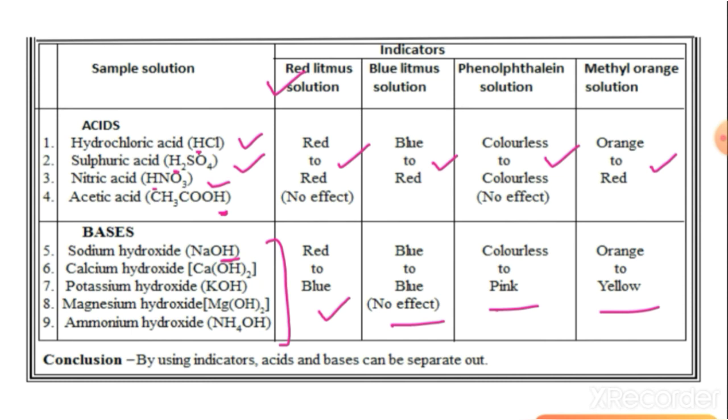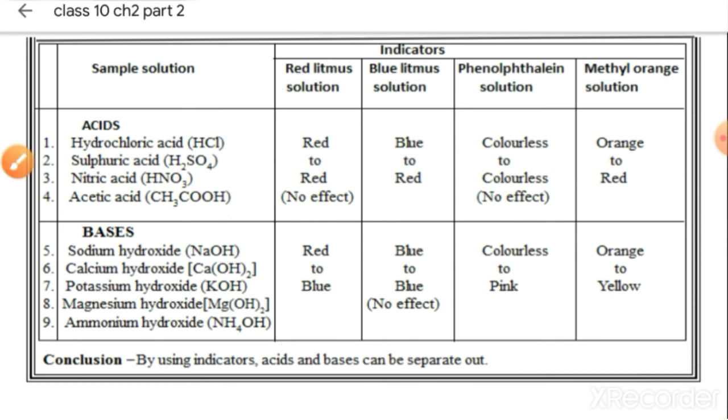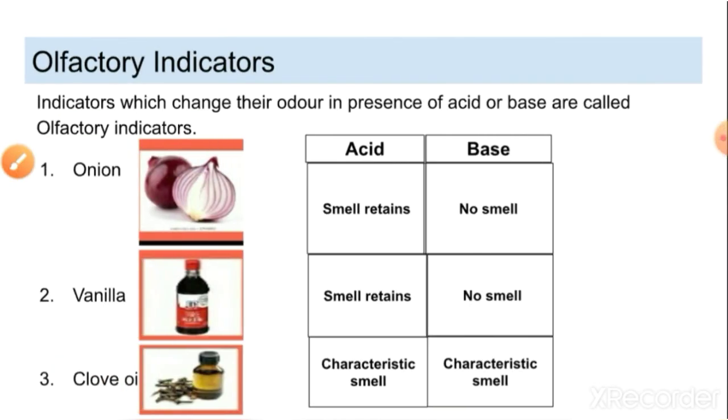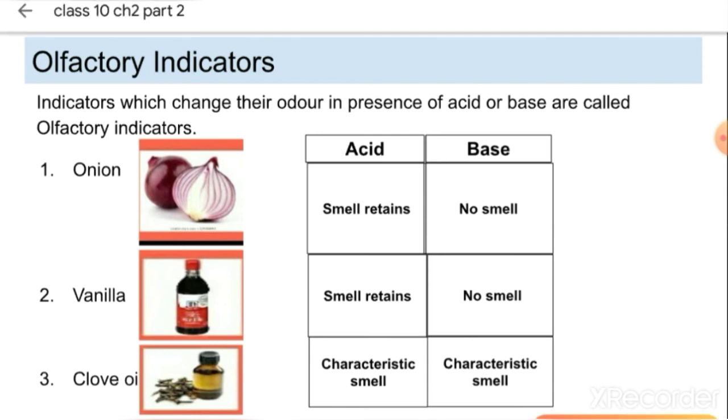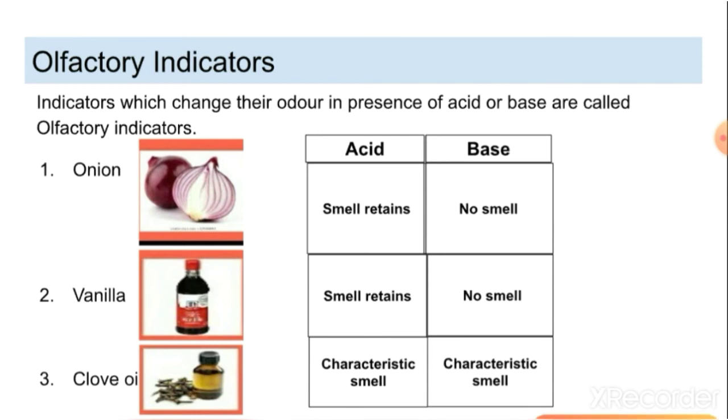So these are all the colors that you have to remember. Then next is about olfactory indicators. What are olfactory indicators? The indicators which show the presence of acid or base by changing their smell, not by changing color, but by changing their smell. Olfactory means smell. So they show the presence of acid or base by changing their smell.